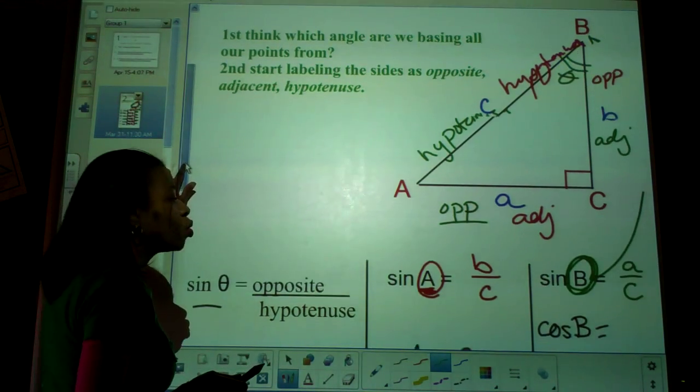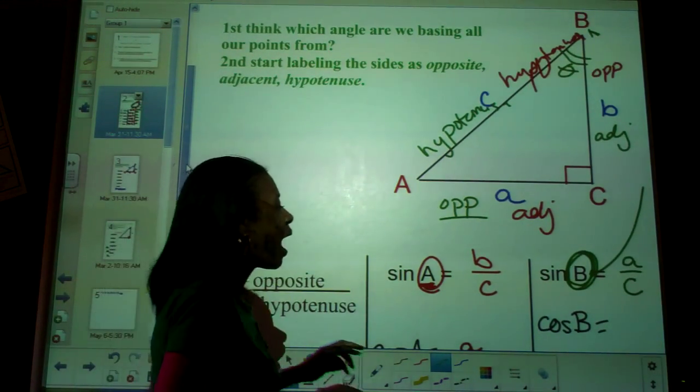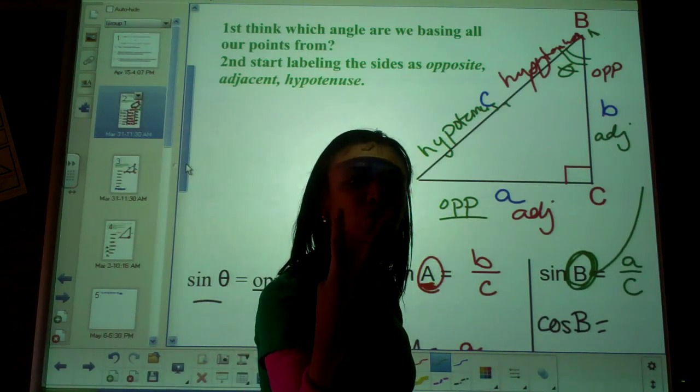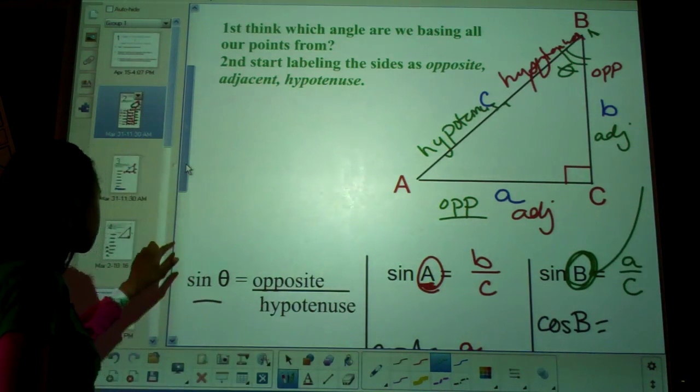Now they do cosine B. I have to immediately say, what does cosine mean? Cosine means compare the two legs adjacent and hypotenuse.